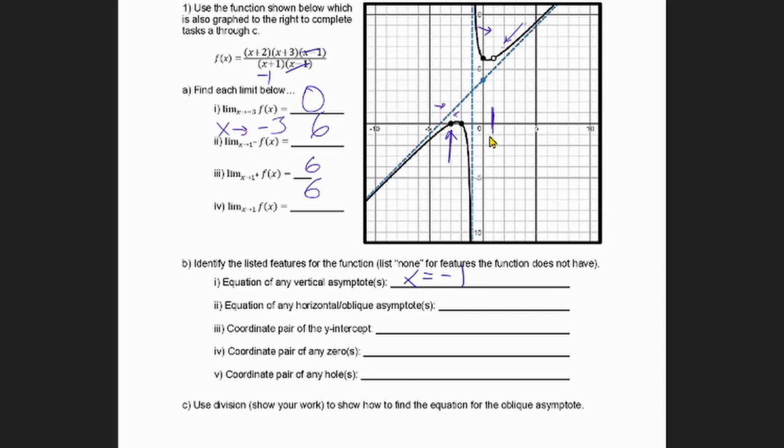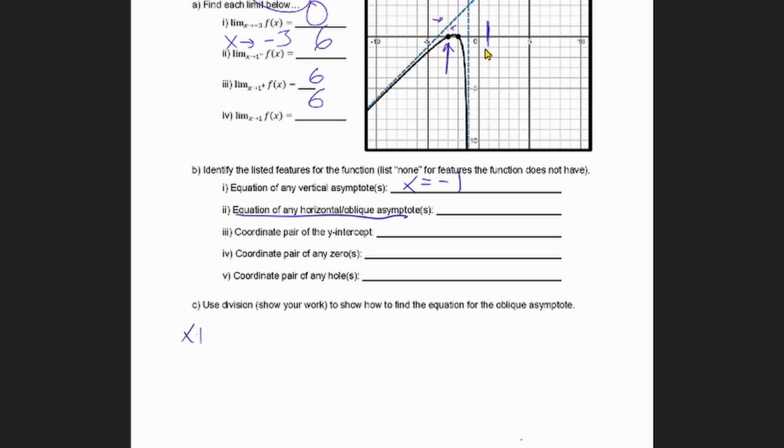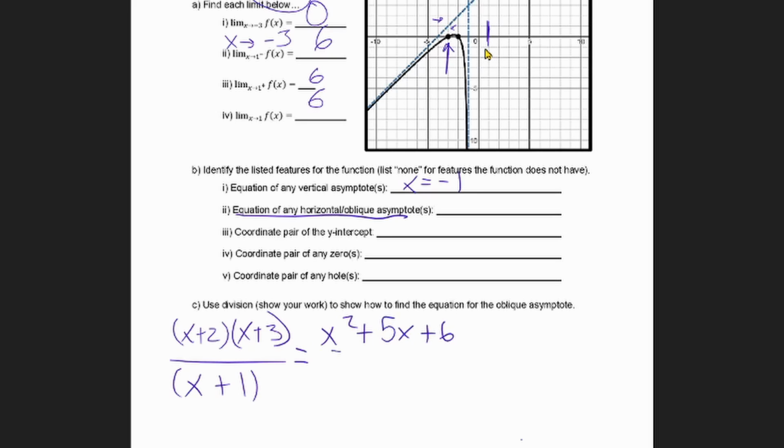Equation of any horizontal or oblique asymptotes. To find this, you will have to do some math here. You're going to have to do some synthetic division. So our first step would be to simplify this. So we have x plus 2 times x plus 3 over x plus 1, and so that would be x squared plus 5x plus 6 over x plus 1. And so we have to do some synthetic division. If you're not sure what that is, just look up some videos and get yourself familiar with that.